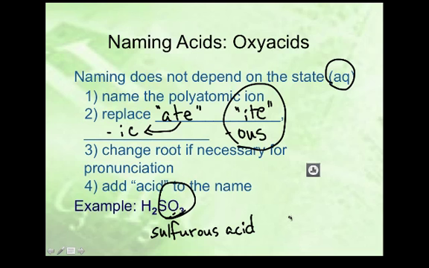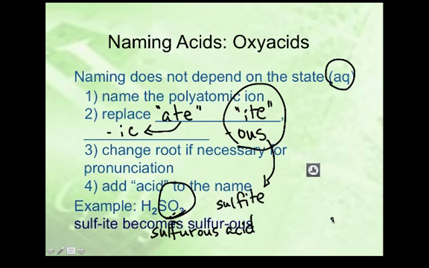If there's oxygen there, then we don't start with hydro. Right, we just leave it as sulfurous or sulfuric or whatever the case may be. So we identified first that we had sulfite, and then we know this rule has us changing the ite to ous.